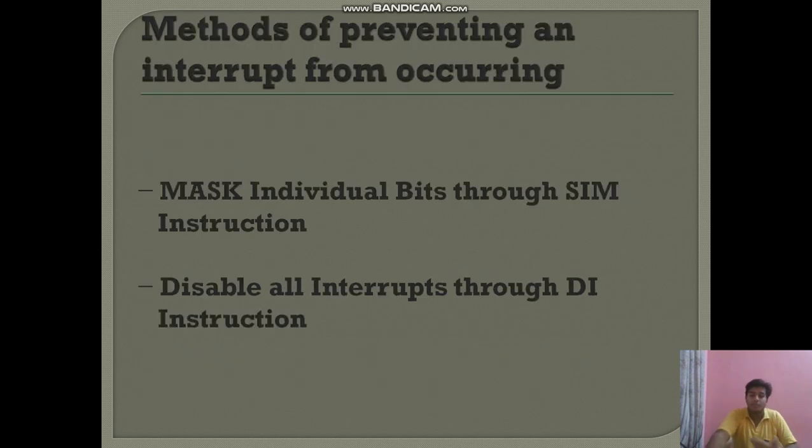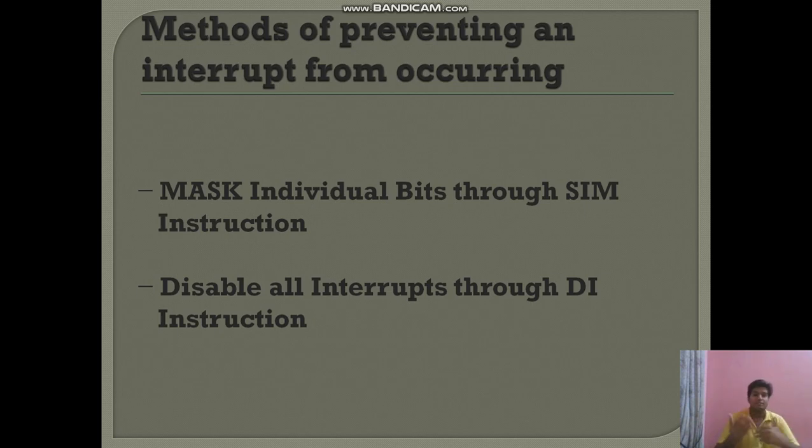How can we prevent a particular interrupt from occurring? This can be done in two ways. Either by masking them, which can be done through the SIM instruction, which we are going to study later in this slide. I'll let you know there how we can mask them. So either by masking particular individual bits, so by masking we can stop particular interrupts from occurring, not all the interrupts, or by disabling all interrupts through the DI instruction.